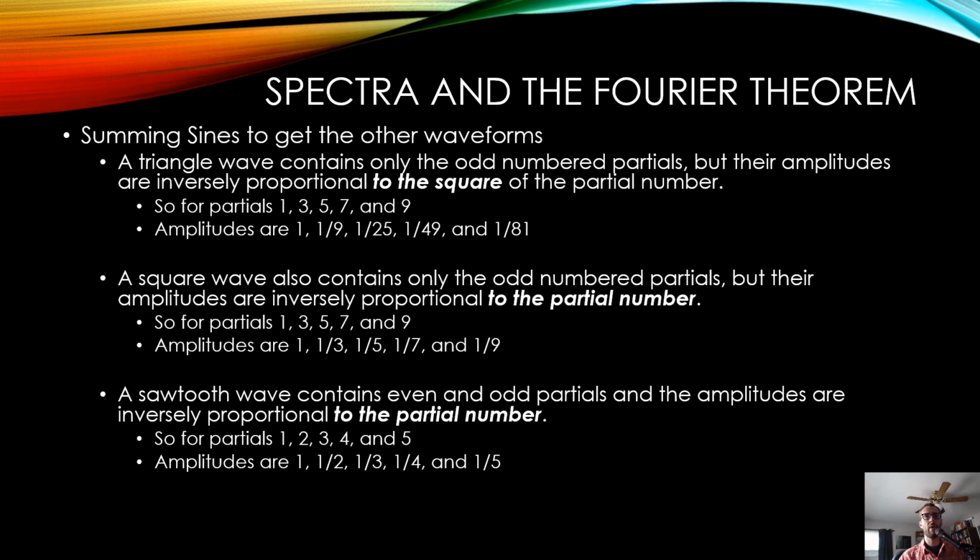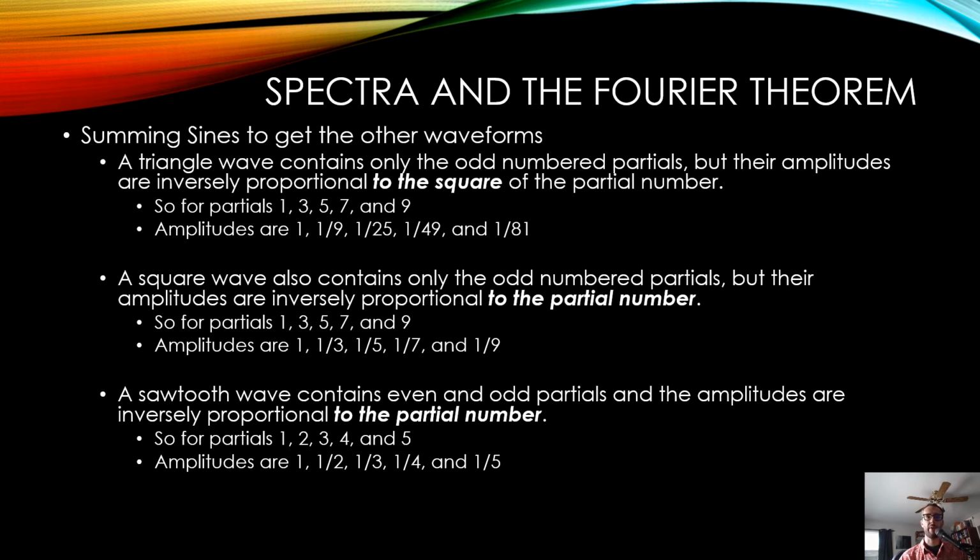Square wave also contains only the odd-numbered partials. Note that I said square wave, not pulse width modulation, or PWM wave. But with the square wave, their amplitudes are inversely proportional to the partial number. So partials 1, 3, 5, 7, and 9, you have amplitudes 1, 1/3, 1/5, 1/7, 1/9.